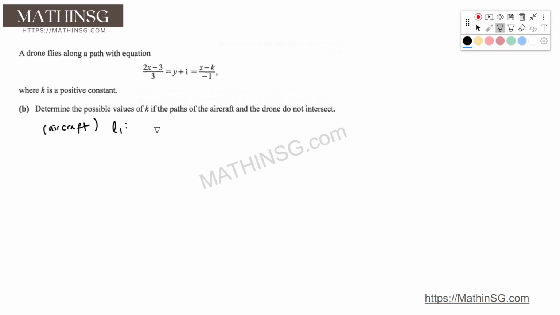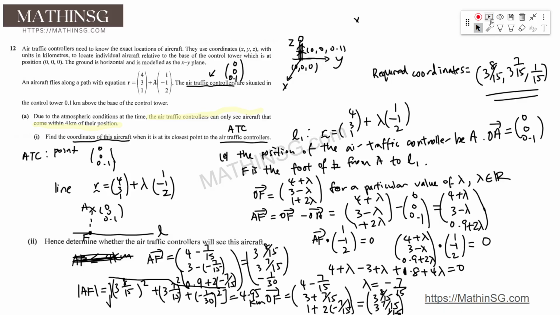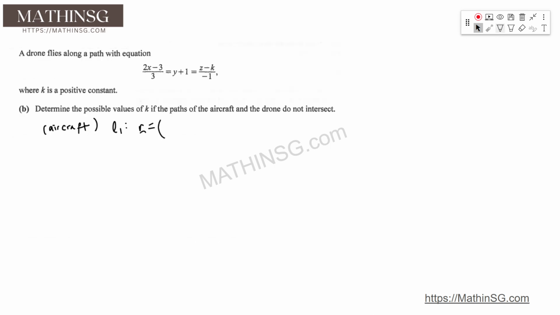Okay, wait, I can't remember. 4 3 1, 1 minus 1. Next, this is the path of the drone. Let me define it as L2.